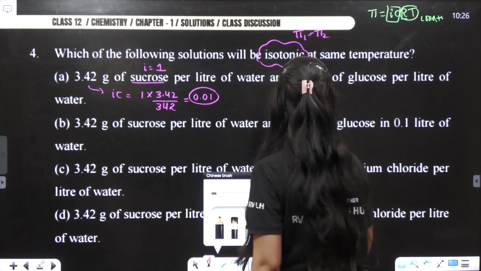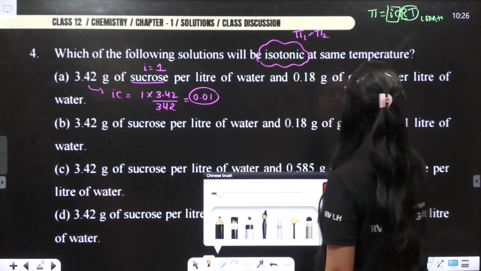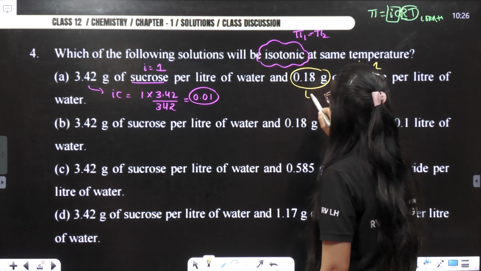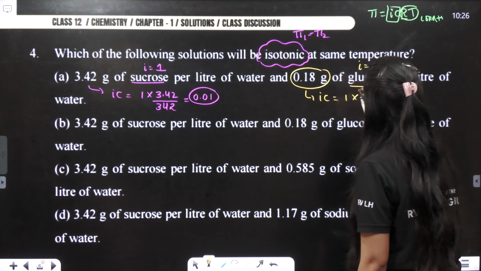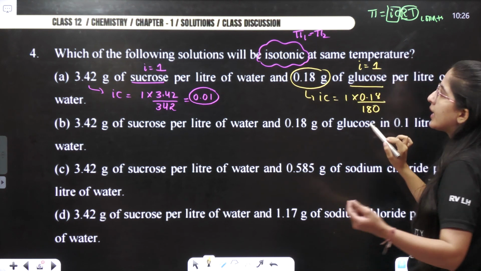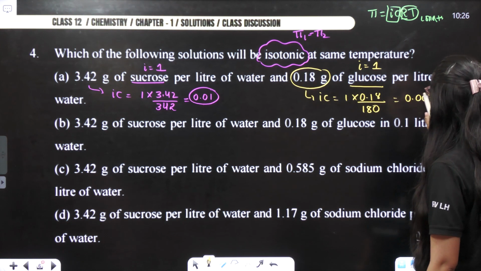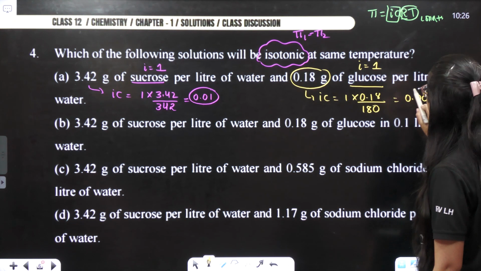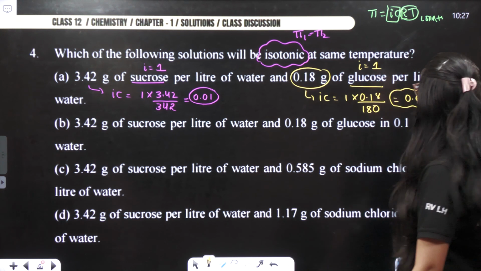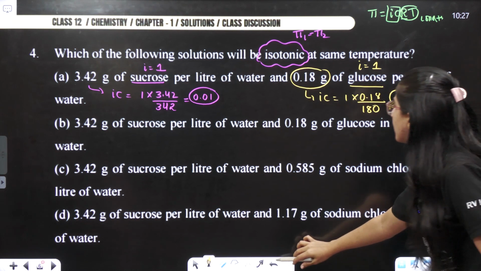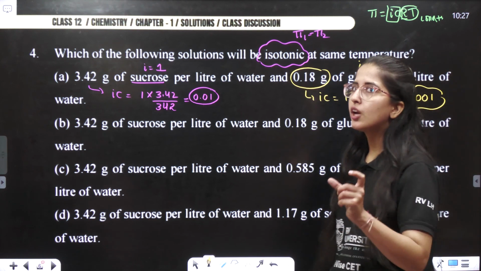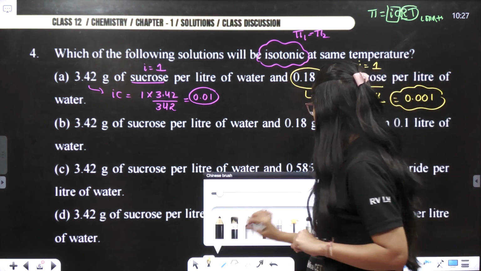Here they have given 0.8 gram of glucose. Glucose is again a non-electrolyte, so i will be equal to 1. And here the gram is given, so the value of iC will be equal to 1 into 0.18 gram. The molecular mass of glucose is 180. So how much will it be? 10 raised to minus 3. So it will be 0.001. Correct? So this value you will be getting here. Now, as they are not equal, they are not isotonic.